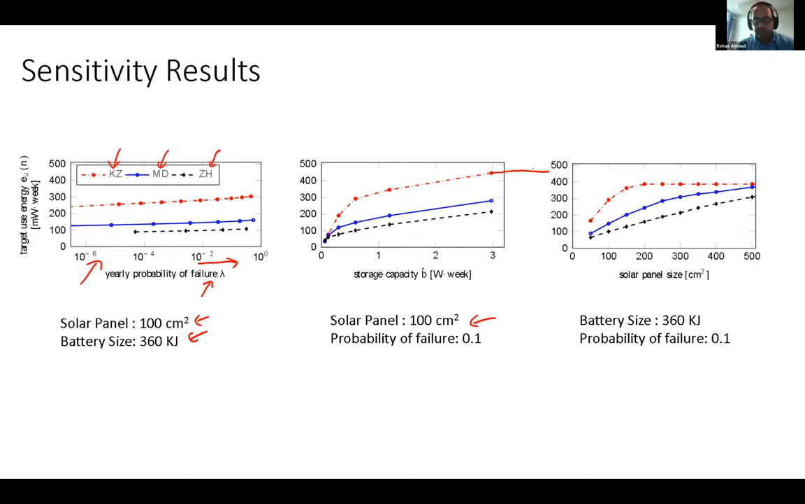The last experiment that we have is regarding how the energy use varies if we increase the solar panel size while keeping the battery size and the probability of failure constant. Here we expect a linear increase, which is observed for two of the locations. For the third location, which is Kharizat, Pakistan, we see an artifact. The reason for this is that when the energy use approaches or is close to the battery capacity, the model presented in this work becomes more pessimistic. So it is because of the pessimism that we are actually seeing the saturation effect over here.